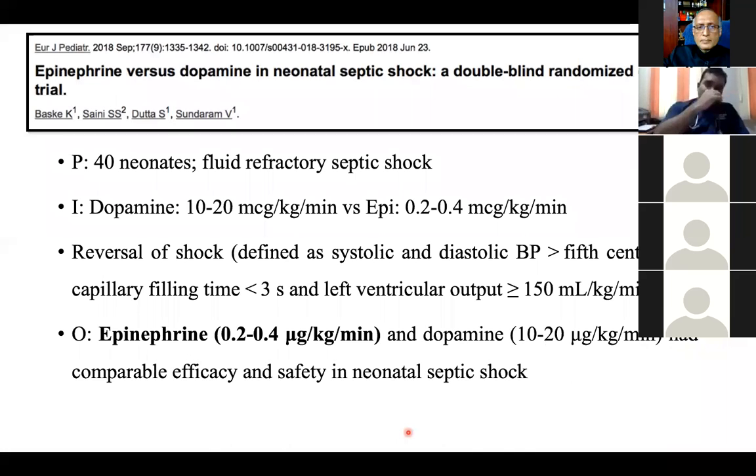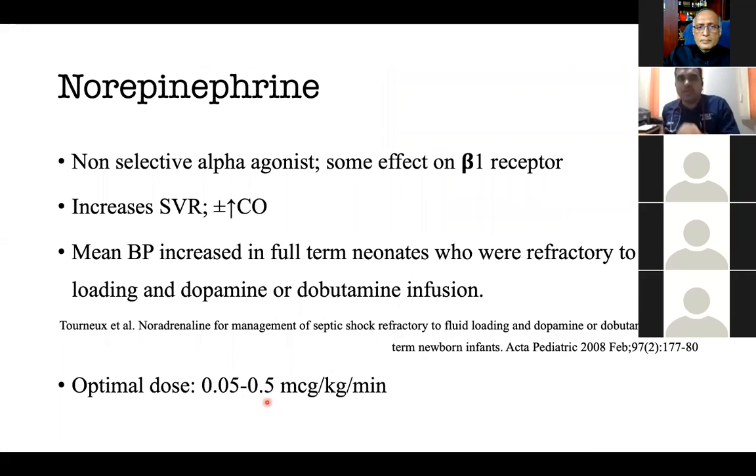So this is again a study which was published from PGI, which was done during our residency, done by Kishore. So wherein they compared epinephrine versus dopamine. It was a double-blinded RCT and the outcome was that again epinephrine at doses of 0.2 to 0.4 mics per kg per minute and dopamine had comparable efficacy and safety in neonatal septic shock.